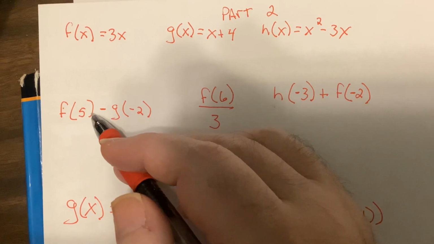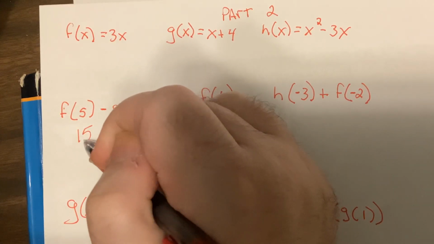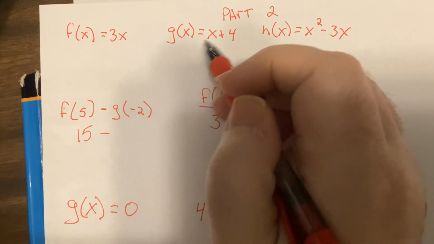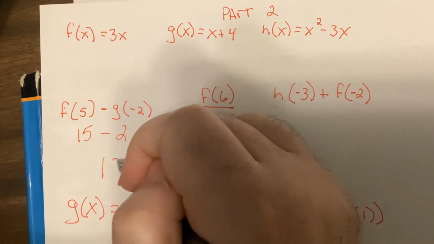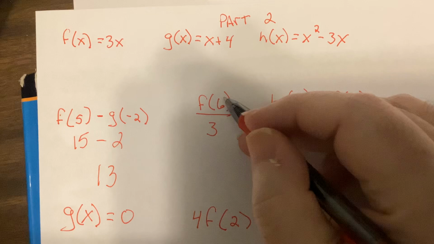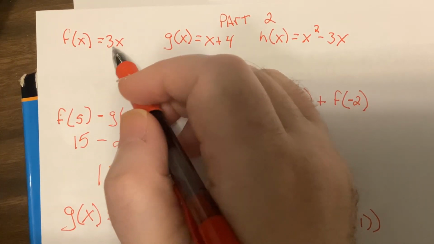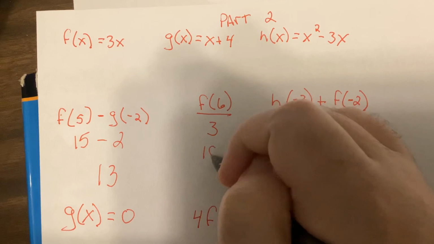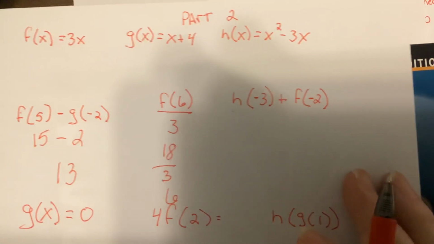So f of 5: 3 times 5 is 15, minus g of negative 2, which would be negative 2 plus 4, is 2. So the answer is 13. F of 6 divided by 3: f of 6 would be 3 times 6, which is 18, divided by 3 is 6.